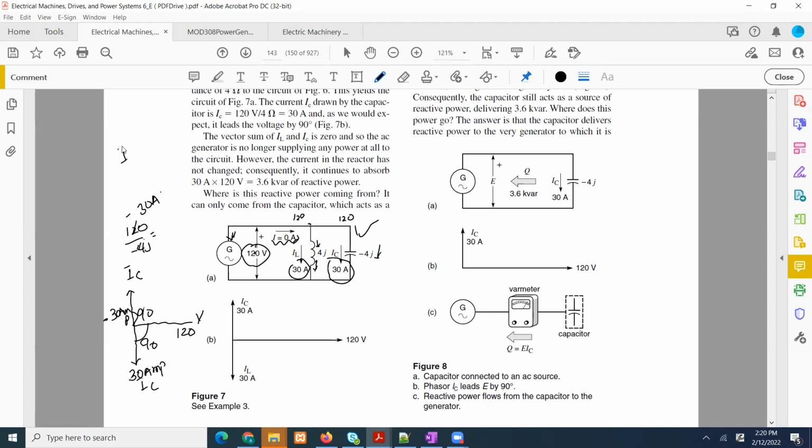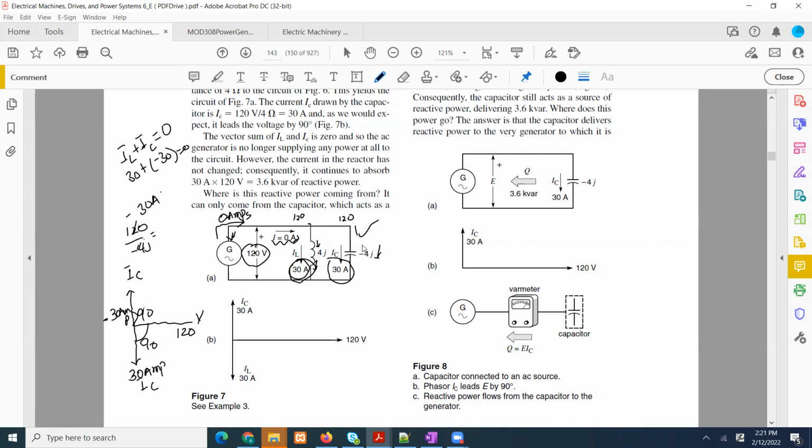So we can say that IL plus IC is equal to 0, and it is 0. If you see it, IL is 30, and plus what we got, the IC, that is minus 30, and that is equal to 0. All right, now if the source is providing 0 amps, this is the question, then where is this 30 amps coming from in this circuit?